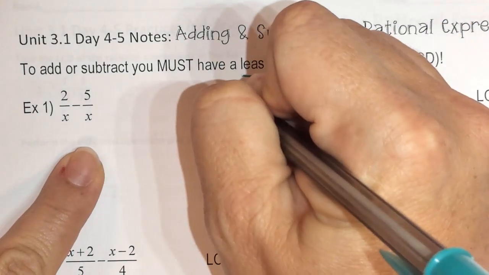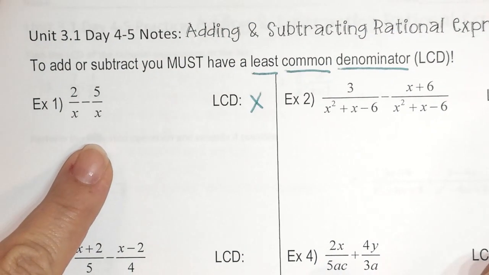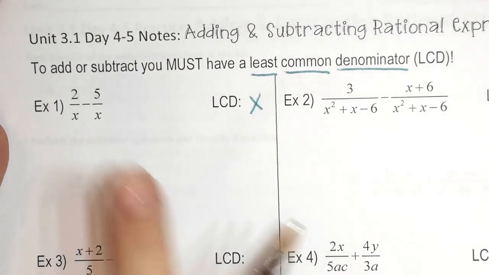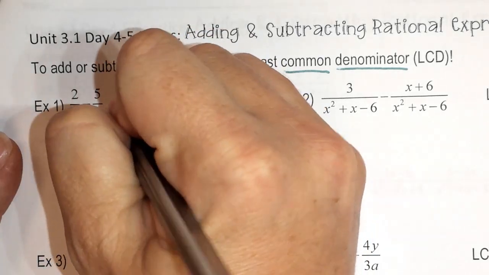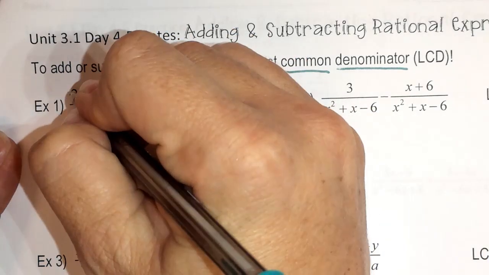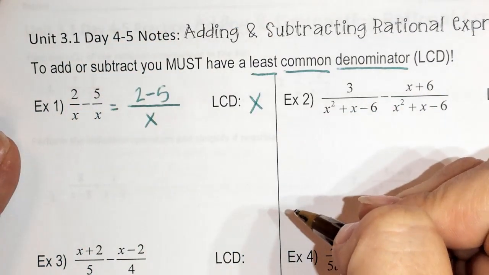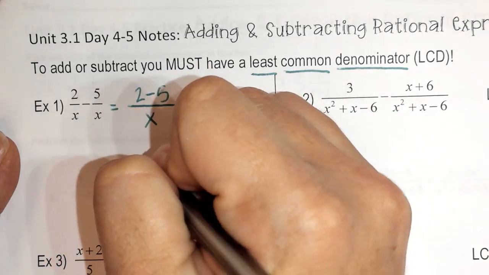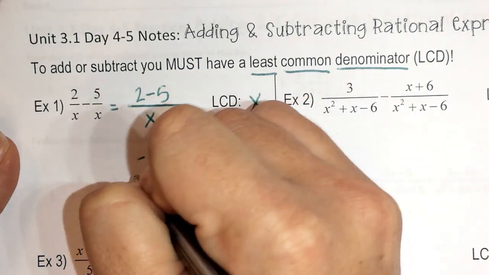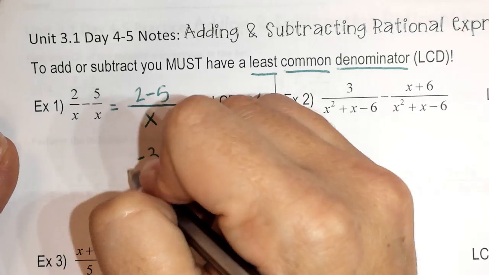Yes, so on this one, x is my least common denominator. And knowing that, once my denominators match, I can rewrite it with a common denominator. And I have 2 minus 5. Well, what is 2 minus 5? Negative 3. Does negative 3 over x simplify? No, so there's your answer.